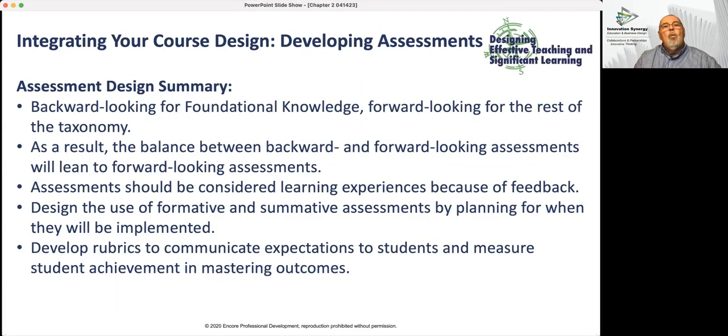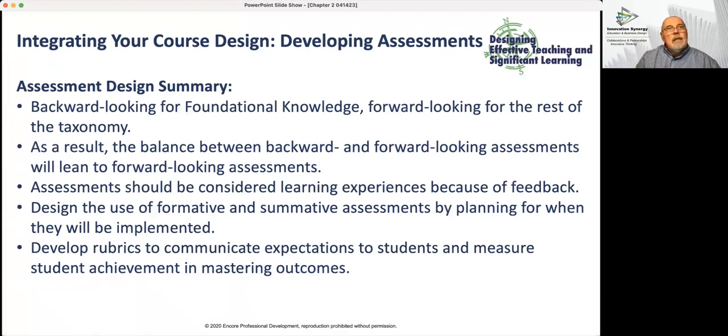So when you're looking at this, use some backward-looking assessments for foundational knowledge, forward for the rest of the taxonomy. As a result, balance your backward and forward-looking assessments. If all you're giving is quizzes, you got too many backward-looking ones. If you're just doing case studies and you're not giving students a chance to practice on some of the foundational knowledge stuff, then you don't have much of a balance there. Again, a course that is a higher level course, upper 200s or 400 level courses, really need to be using a lot of forward-looking assessments.